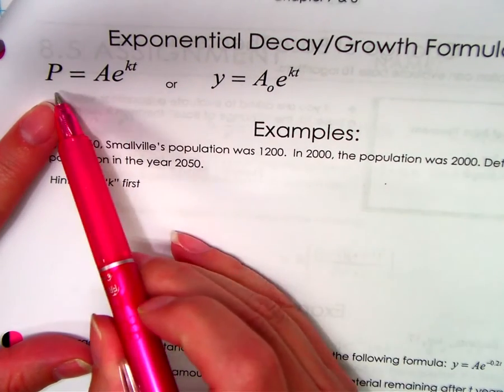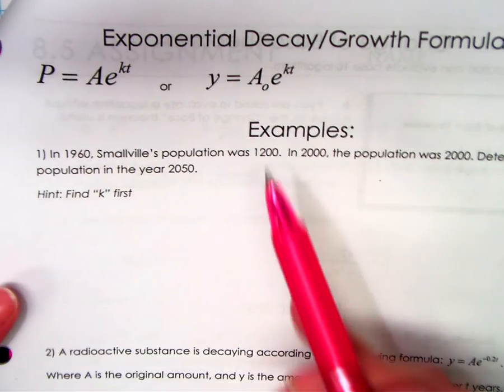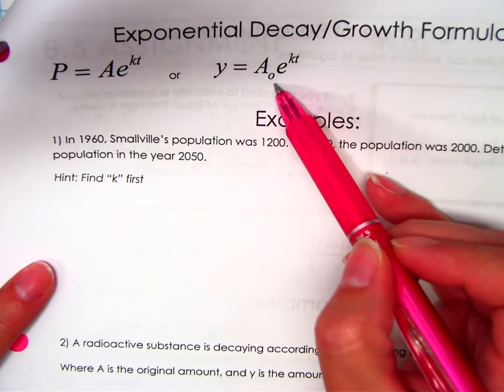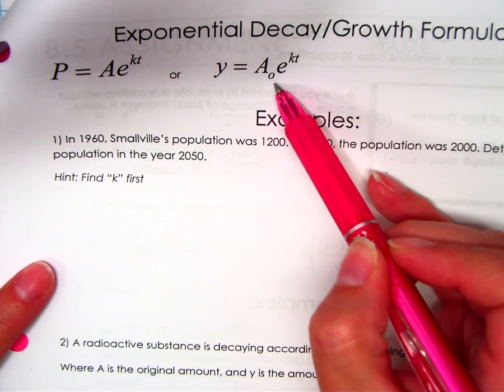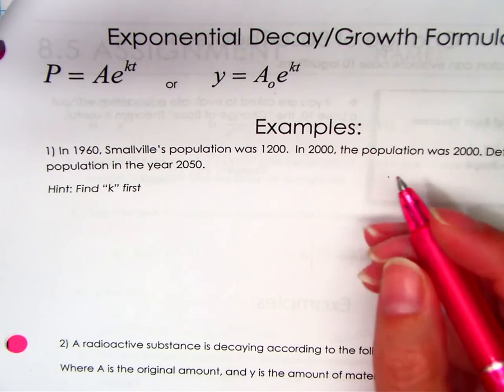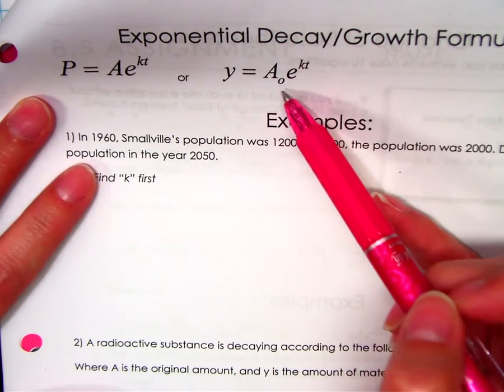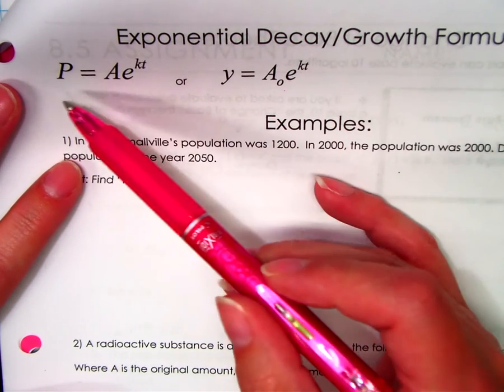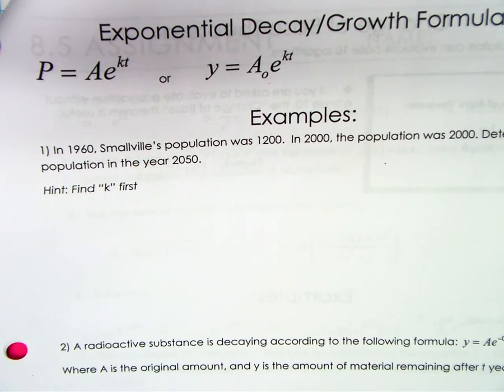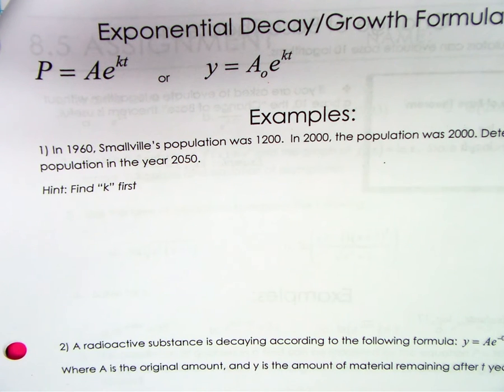Okay, so we are going to use, and do you guys notice that these are the exact same formula? Just the letters are a little bit different. What does A initial usually stand for? The initial, the beginning, right? So this one makes a little bit more sense to me, but P equals the population. Both examples are exactly the same formula, just written in a little bit of a different way.